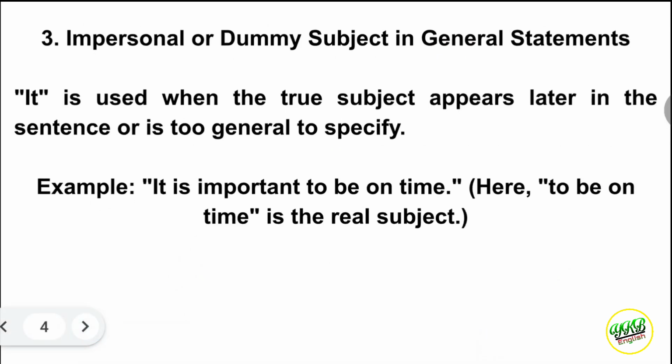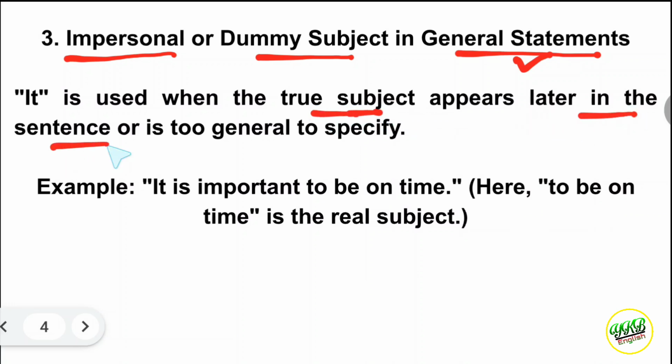Next, third use of it here: impersonal or dummy subject in general statements. Before this, we have seen the fourth use of it as a dummy subject for weather, time, distance, and situational. But for general statements, it is used when the true subject appears later in the sentence and is too general to specify.